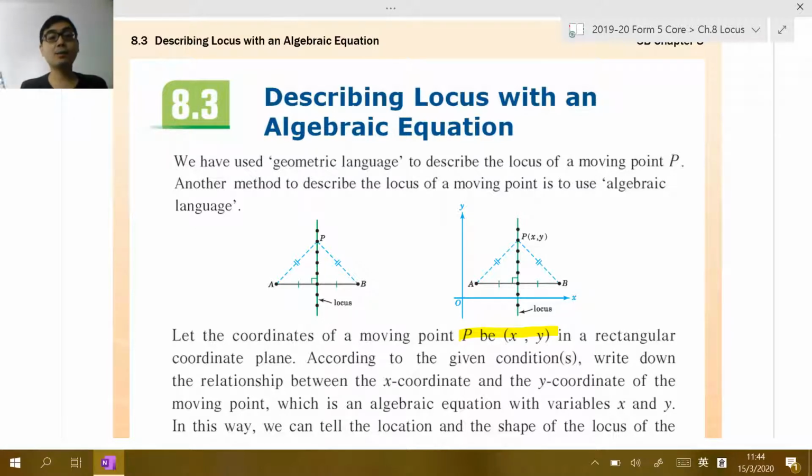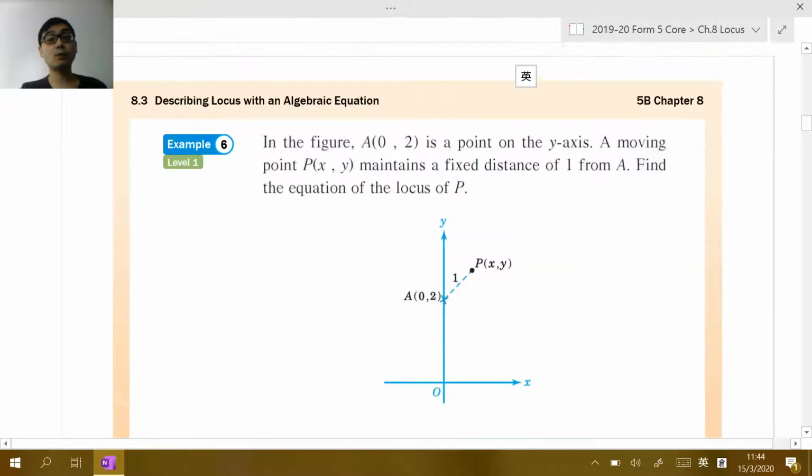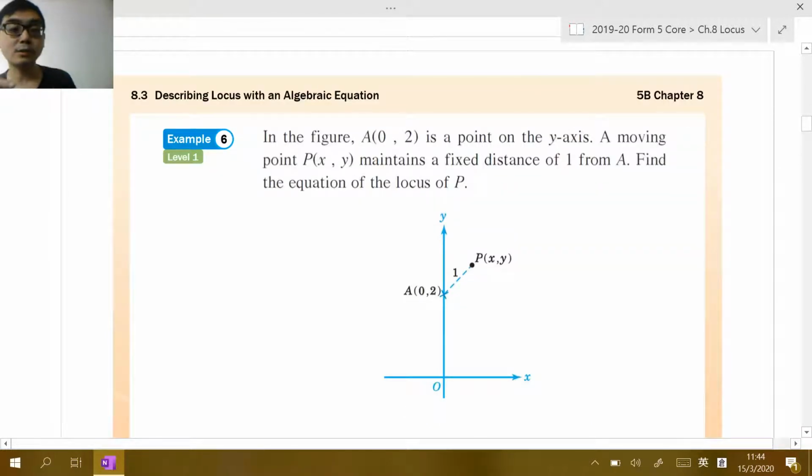It means that what we need to do for finding the locus of the point P is that you have to describe P as (x, y), and then we have to find the relation. It is also a very basic thing that you need to keep in mind, because when we start finding any locus, we have to say (x, y) for P. For example, you can take a look at example 6.